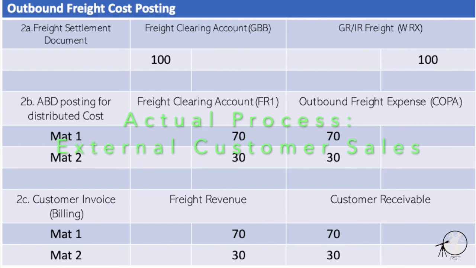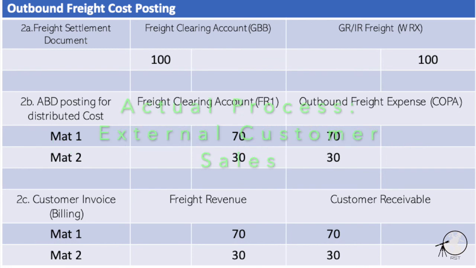Like the inbound purchase process, for outbound freight also there would be a freight settlement document against the outbound delivery, and in that freight settlement document it will hit the freight clearing account and the GRR clearing account. The freight clearing account in this case will be associated with the account assignment object of profitability segment if COPA is activated. Otherwise, it will still be hitting the cost center. The second posting is the freight cost distribution to the material, and here the freight clearing account will be credited.